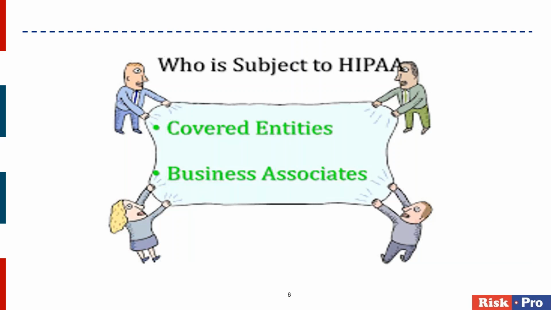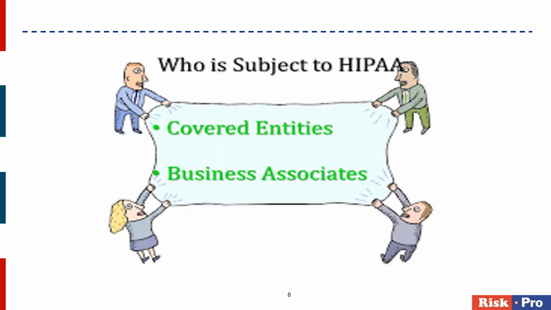So who are the players in this game, basically? HIPAA divides the players into two major groups. Actually, three are there; I will touch on the third one also. One is the covered entities. We will hear a lot about this when we talk about HIPAA: are you a covered entity? And another one is the business associate.